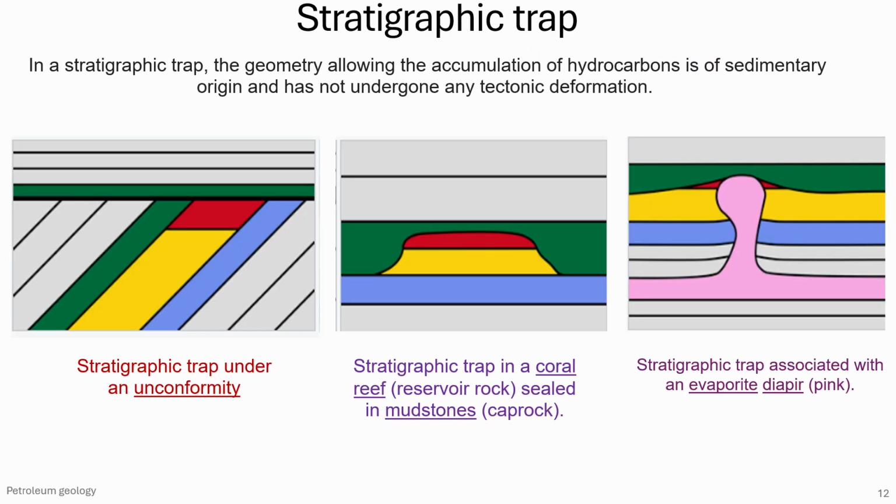Unlike structural traps, stratigraphic traps are created mainly by sedimentary geometry rather than tectonic deformation. Examples include traps under unconformities, coral reef-related traps sealed by mudstone, and traps associated with evaporite diapirs. This slide reminds us that not all petroleum accumulations are controlled by faults and folds. Sometimes the trapping mechanism is created simply by changes in rock type, depositional environment, or sedimentary architecture.